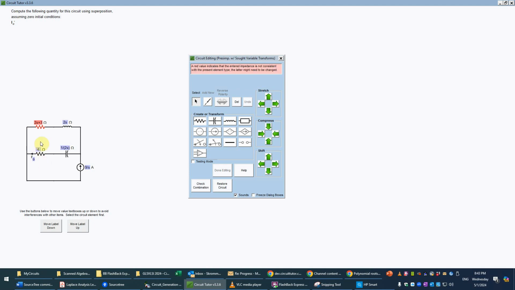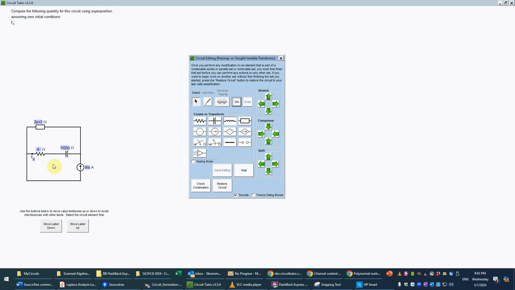And then we also need to change the type of element there because it's no longer purely inductive or purely resistive. So it has to be changed to a generic impedance, which would be the rectangular box there. If you don't do that, it won't let you proceed. And then this one, since we're basically putting that value into here, we need to make this zero impedance, which means it needs to be a short circuit. Not an open circuit by any means, because that would mean that none of this was ever there. And indeed, it was. Okay, so we'll check that combination.